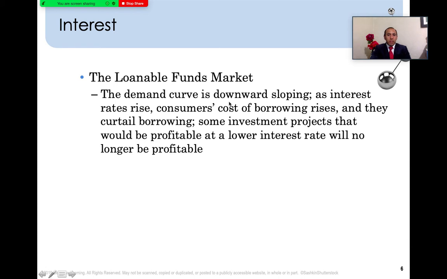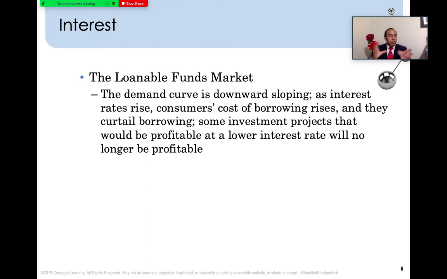The demand curve for the demand for loanable funds, or the demand for money, which is often referred to, is downward sloping. As interest rates increase, the demand for funds is lower because you have to pay a higher interest rate. As the interest rates drop, the quantity of funds demanded increases because it's less costly. So if interest rates are high, consumers' cost of borrowing rises.